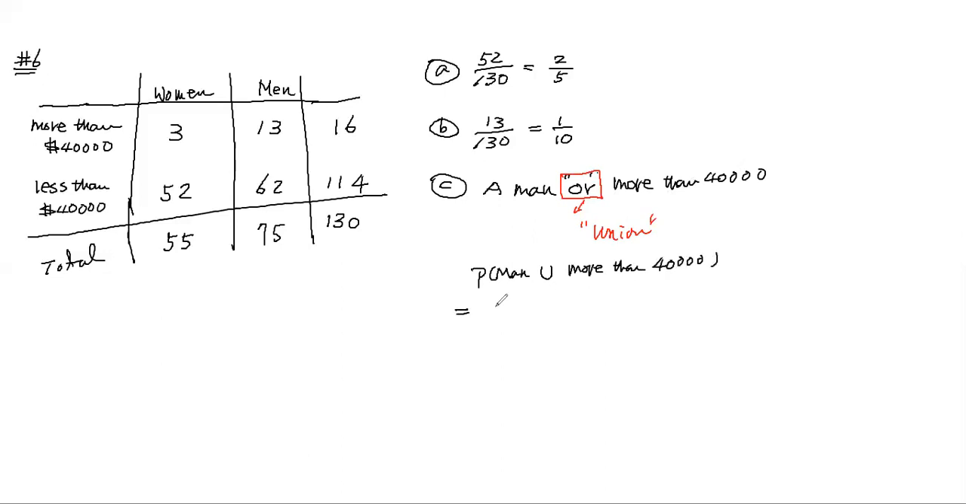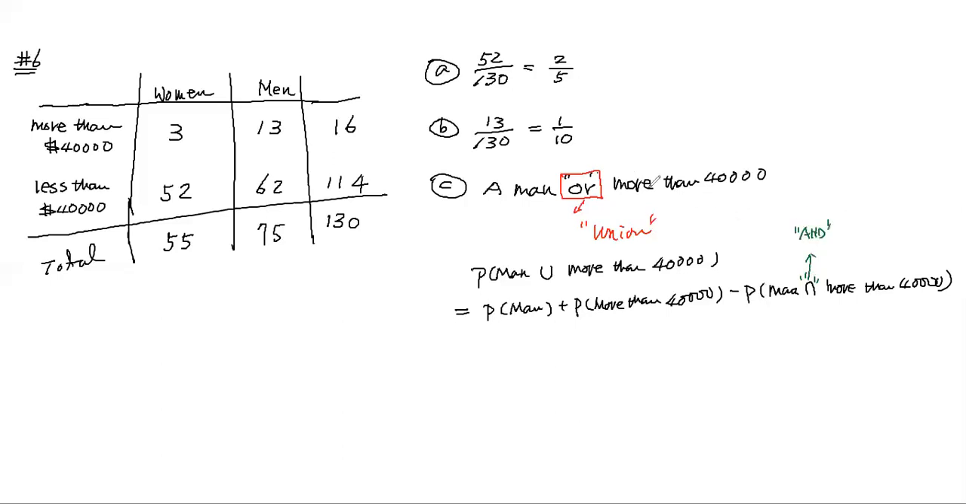Then by the addition rule, I would say this is P(man) plus P(more than 40,000) minus the probability of man intersect more than 40,000. Remember the intersection, that means what? The keyword is "and", right?